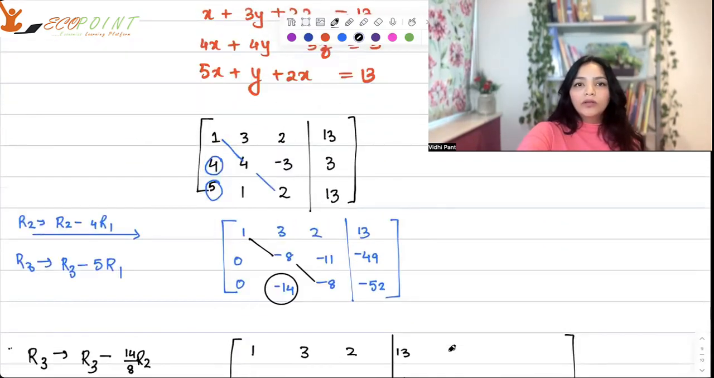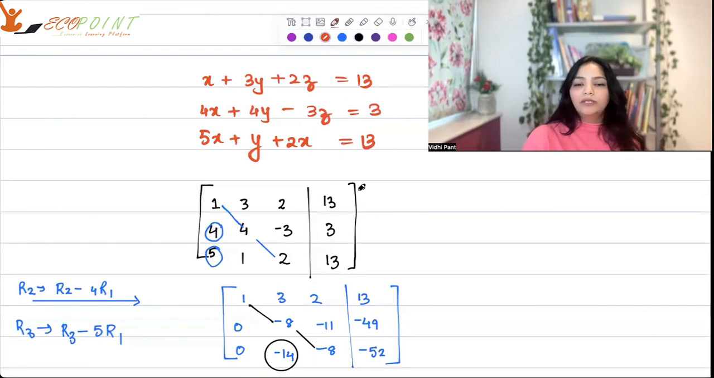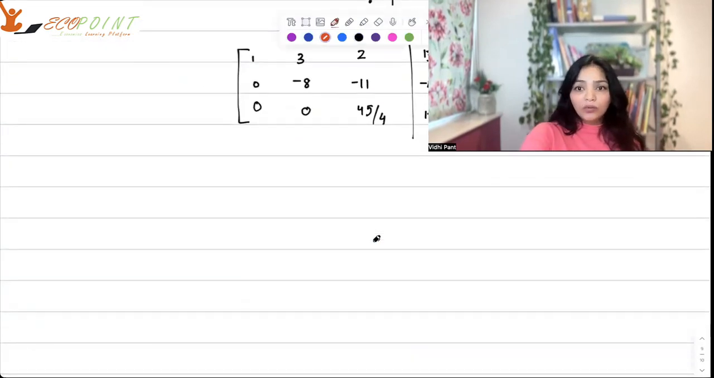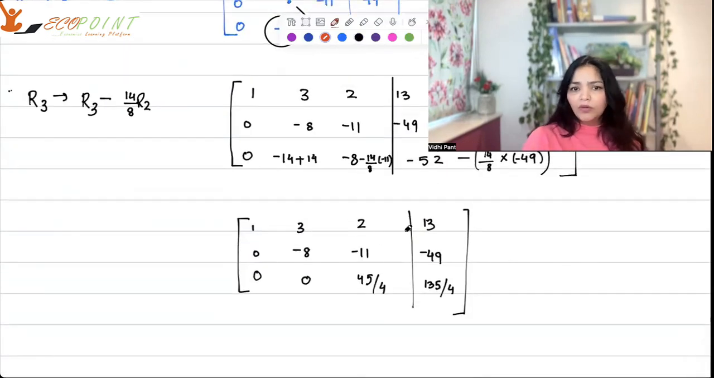Now, the concept that we just learned about row equivalence. This was the original matrix that you started off with. You used the elementary row operations, the basic three operations, nothing beyond it. And you were able to achieve this matrix. These are row equivalent matrices.